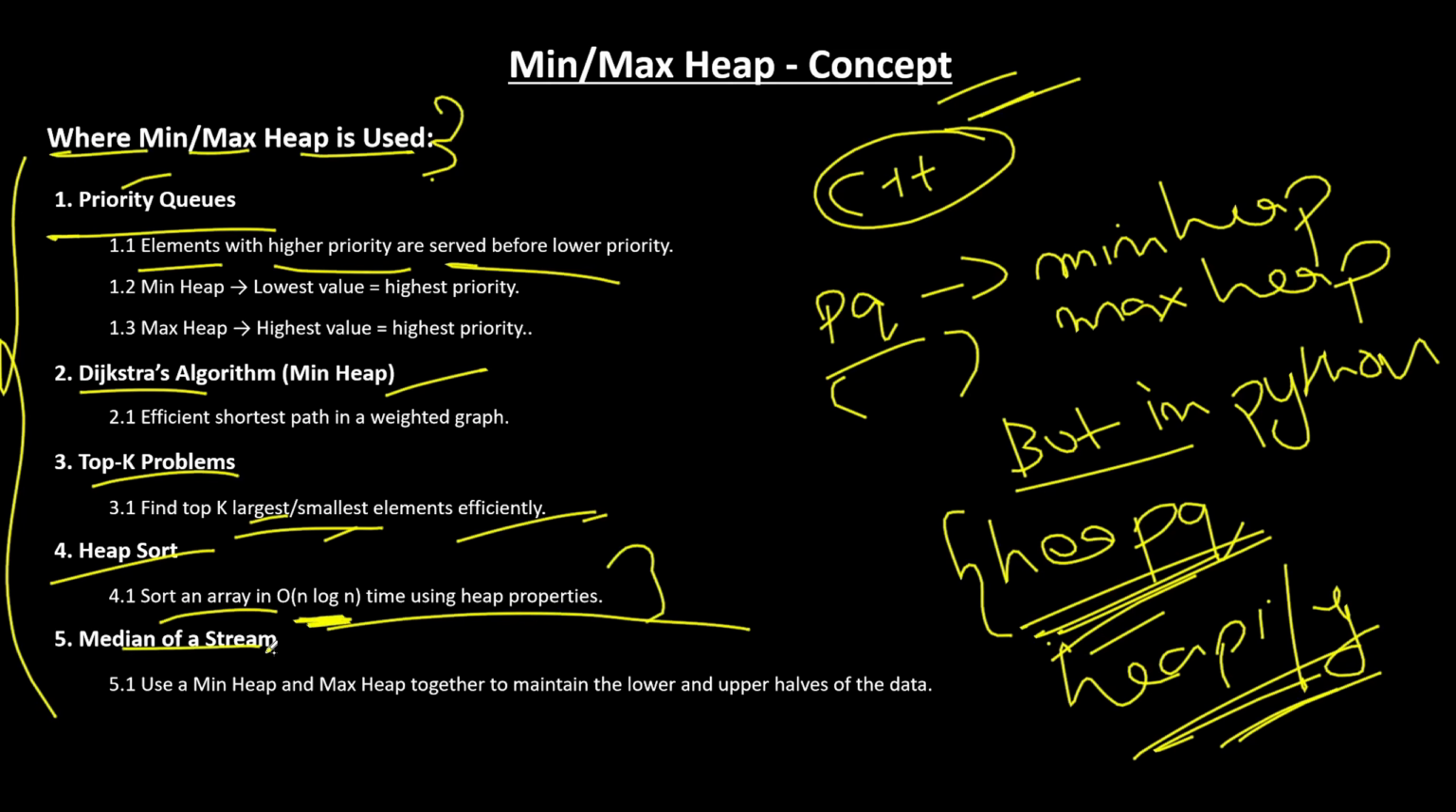Okay. A median of a stream uses min heap and max heap together to maintain the lower and upper halves of the data. So these are just the questions, examples, or topics where you could use the min max heap concept. Okay. So I hope you understood the concept of min max heap. Now let's move to the next slide.